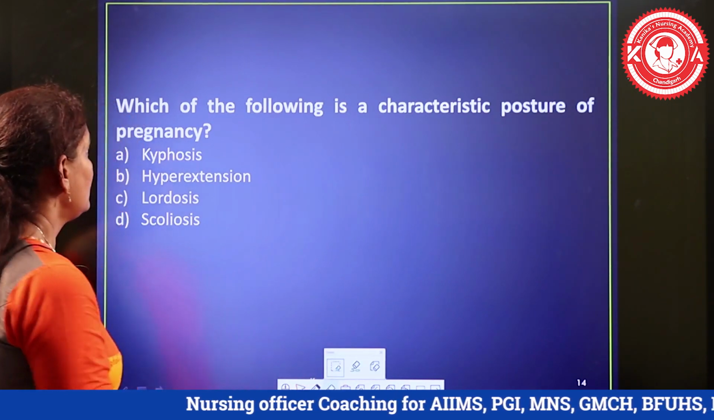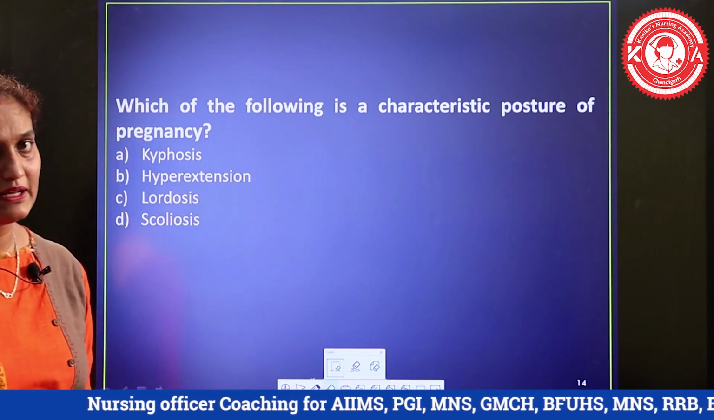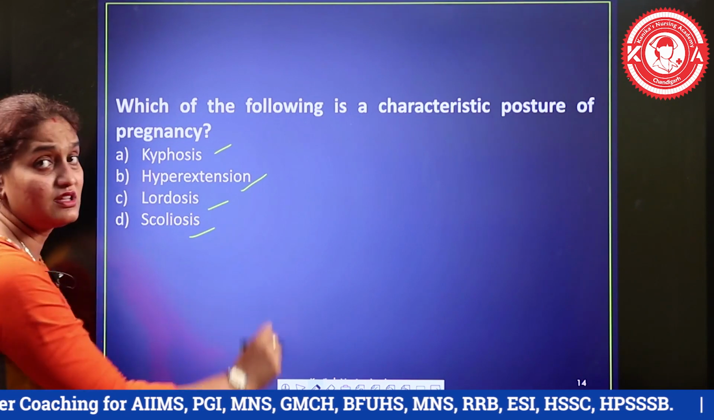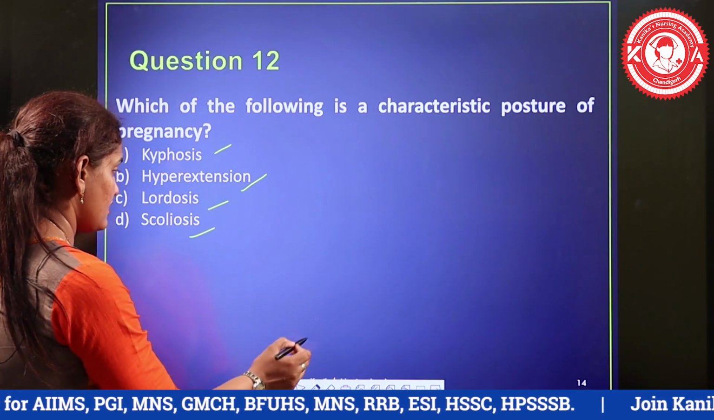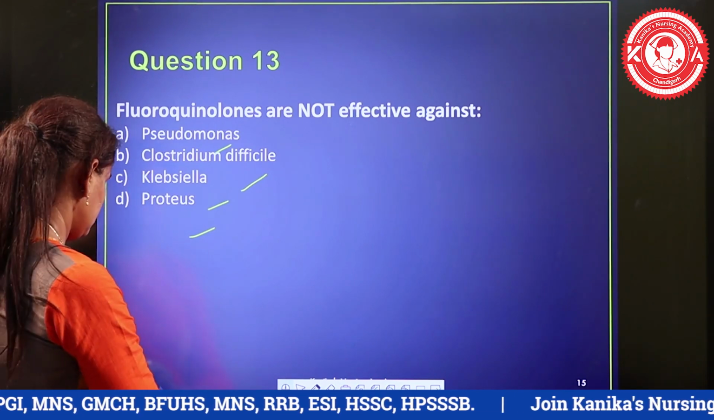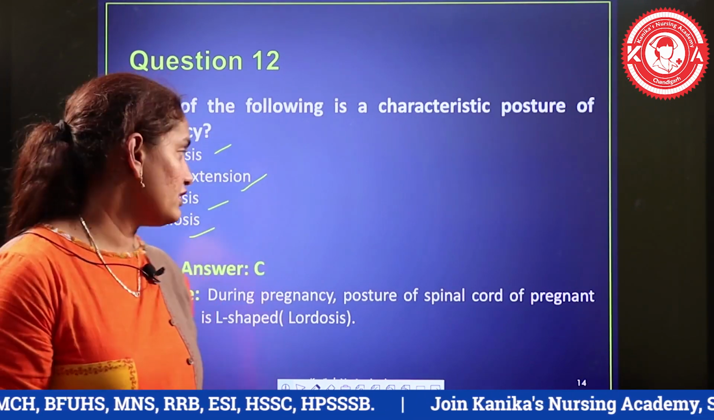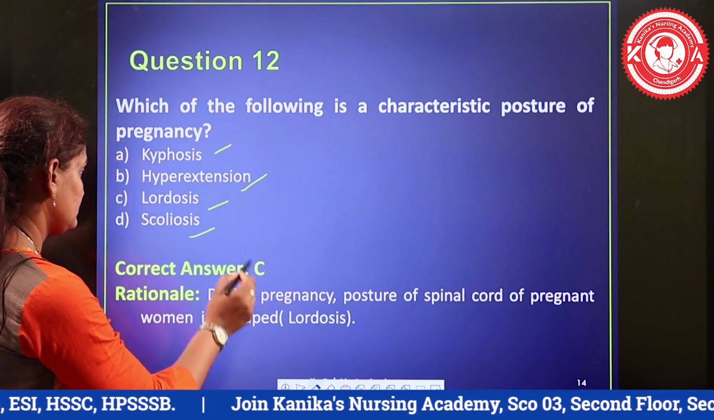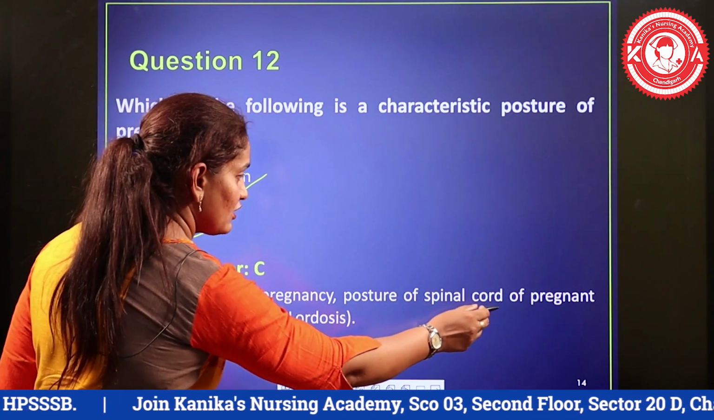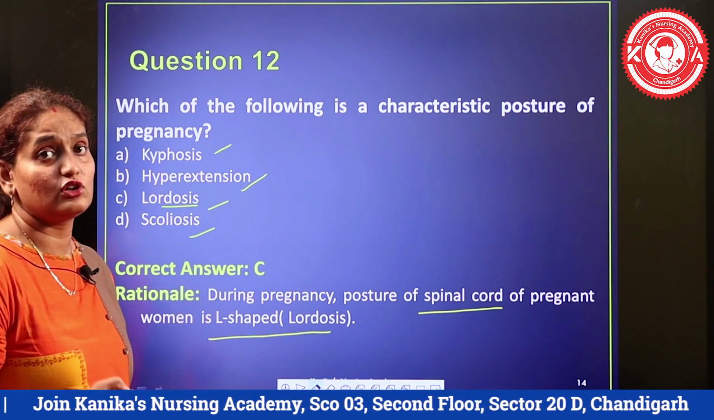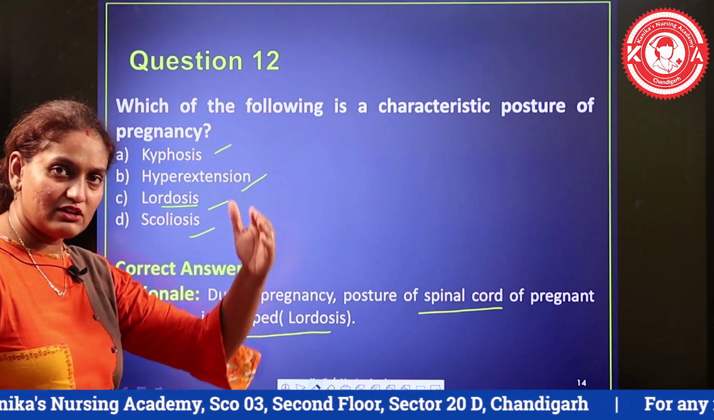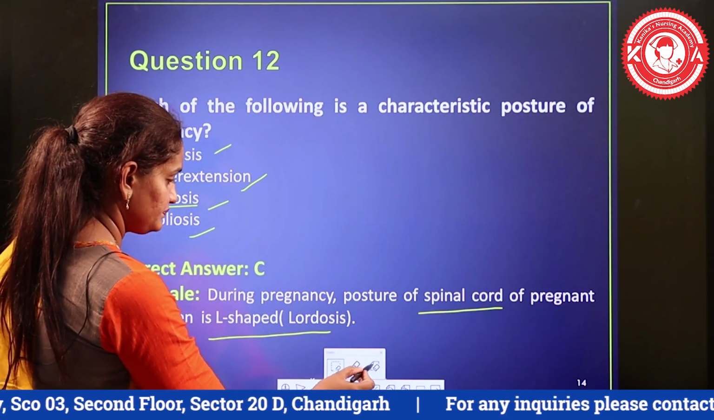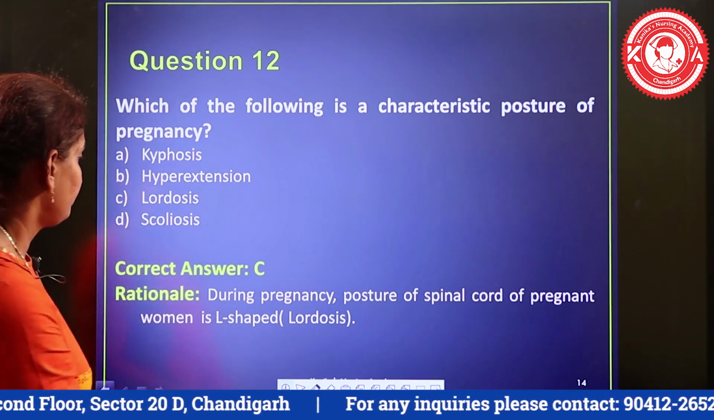Next question is, which of the following is a characteristic posture of pregnancy? Whether it is kyphosis, hyperextension, lordosis, or scoliosis. So the correct answer here is that the antenatal mother will be having a lordosis posture of the back. During pregnancy the spine of the pregnant woman gets L shaped, which we call lordosis, L for lordosis, and the spine takes the position of the L shape, that is why it is known as lordosis.